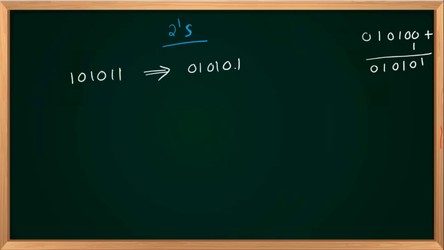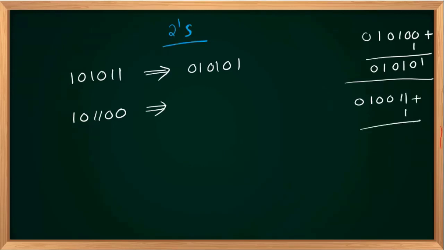If you're taking the 2's complement of 1 0 1 1 0 0, you should take the 1's complement first, 0 1 0 0 1 1. Then you should add a 1. So 1 plus 1 is 0, carry 1. 1 plus 1 is 0, carry 1. 1 plus 0 is 1. So it is 0 1 0 1 0 0.